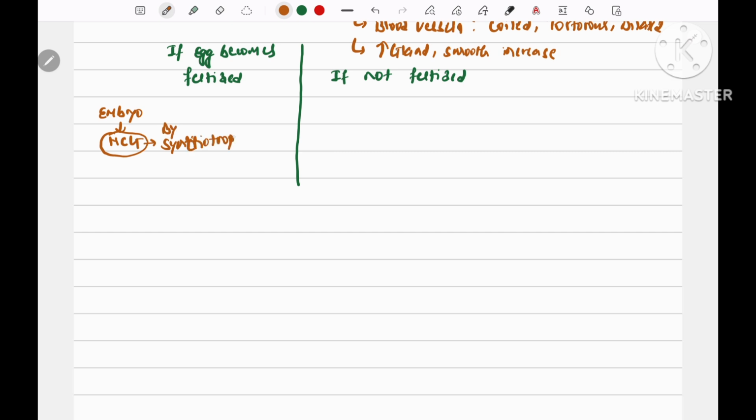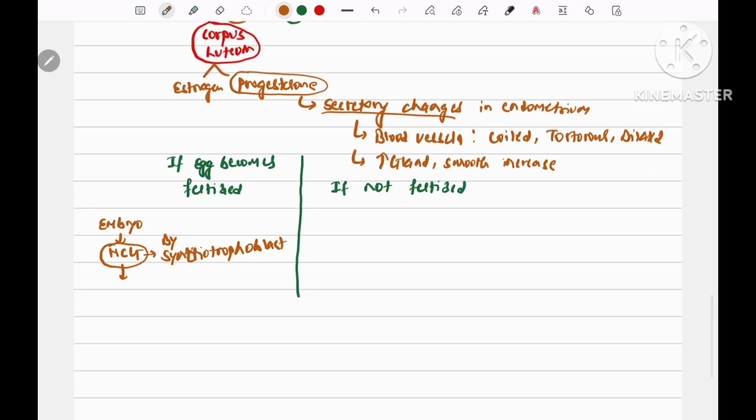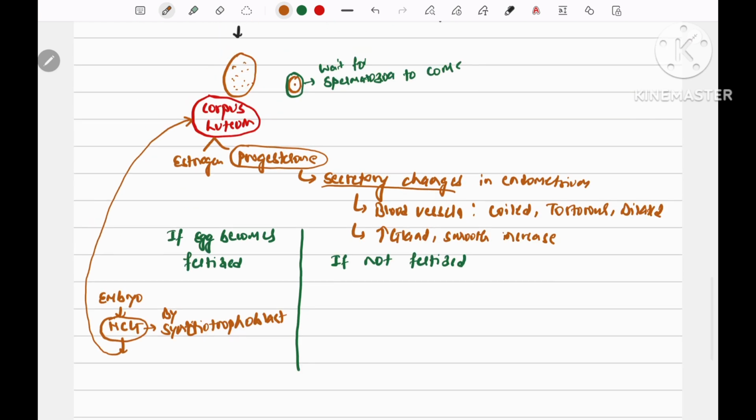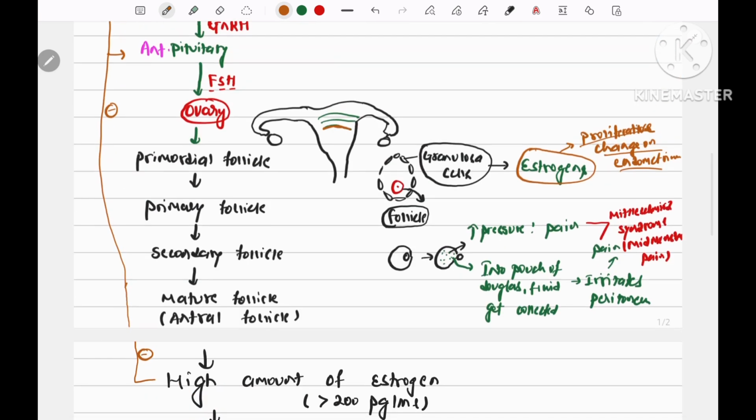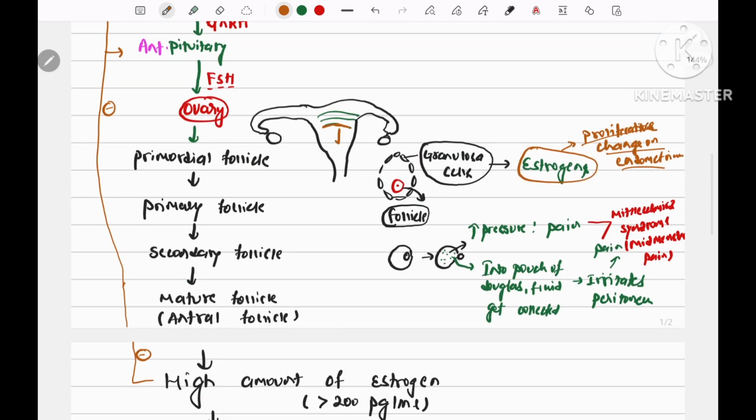Syncytotrophoblast of the embryo. And what it will do, it will give the message to this corpus luteum. It will give this message to corpus luteum that I am fertilized. So keep on producing the estrogen and progesterone, so that if the progesterone is continuously secreted, then there will be secretory changes in the endometrium and there will be no shedding. Then this endometrium will not fall down.